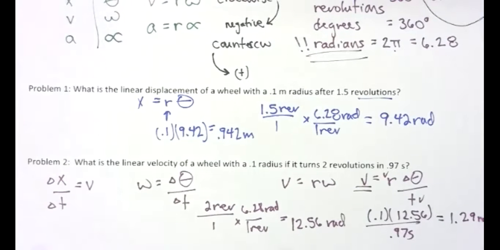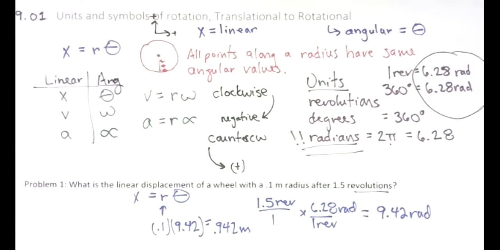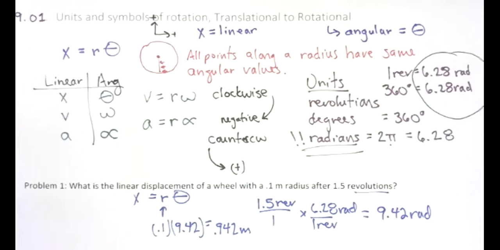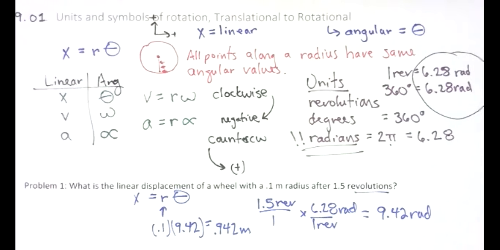All right, that is, whoops, cut off my screen there. So what are our takeaways? Our takeaways are that the linear world and the rotational world are connected, and they're connected through radius. They're also connected by the fact that every value we have in the linear world, we also have in the rotational world. So we have Greek symbols for rotational. We have alphabet symbols for linear. Clockwise is negative, counterclockwise is positive usually, and you have to be able to get everything into radians.